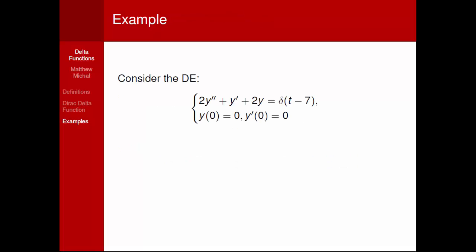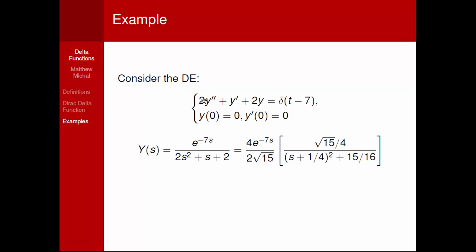So, let's do an example. Well, it's easy to calculate out. I end up getting 2s squared Y plus sY plus 2Y equal to e to the negative 7s, and I solved for big Y here. And when I pull out a 2 and complete the square on the bottom, I notice that I'm going to get a 1 over (s plus 1/4) squared plus 15 over 16, which means I need a constant up top to match this. So I end up noticing this looks a lot like sine.